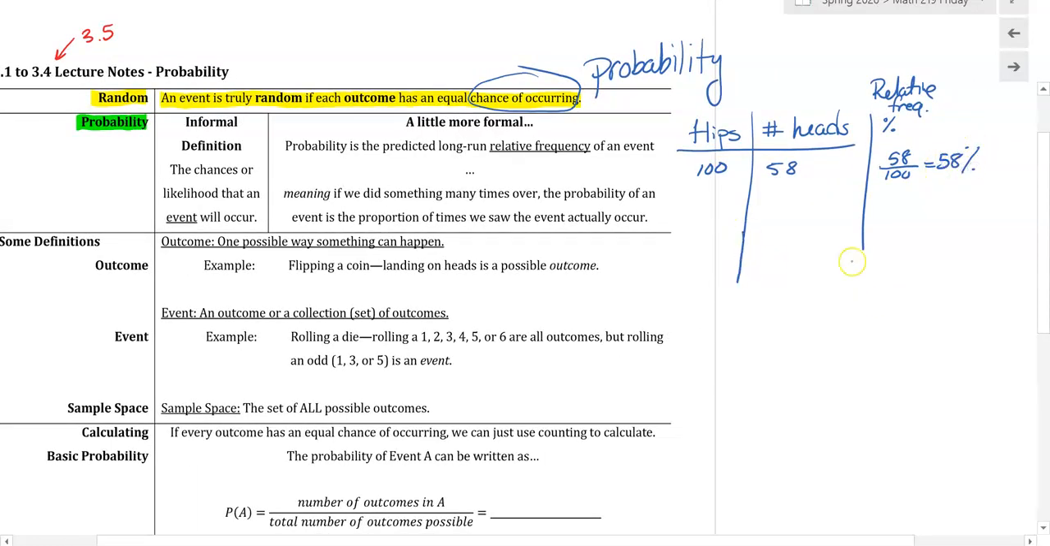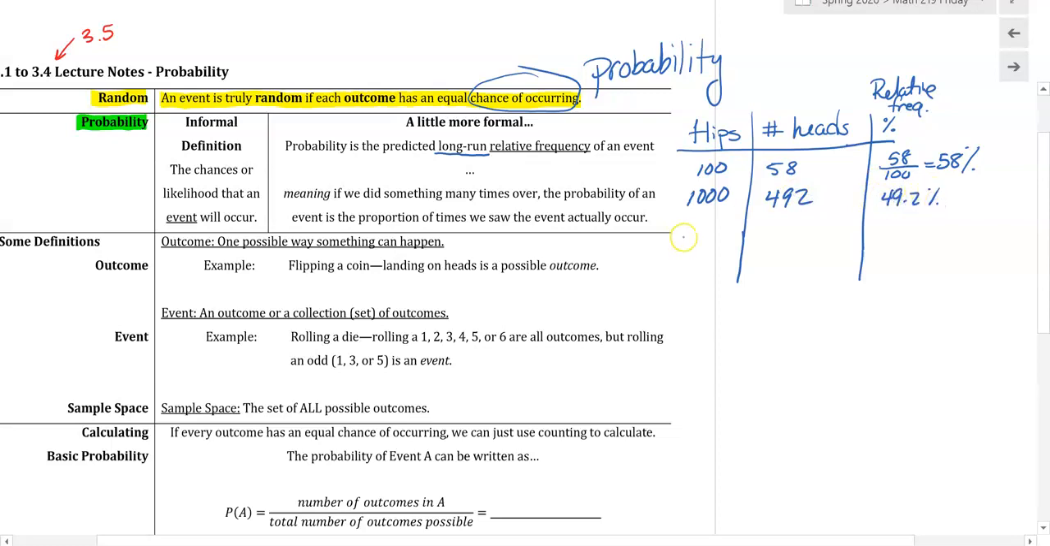Now let's say we increase the number of times we flip the coin. Again, over the long run, that predicted long-run relative frequency. Let's say I flip the coin 1,000 times. Again, I would expect roughly half to be heads, so that'd be 500, but I know I wouldn't get exactly 500. I'd get a little more or less. Maybe I'd get a little less. I'd get like 492. Well, if you were to calculate the relative frequency, that'd be 49.2%.